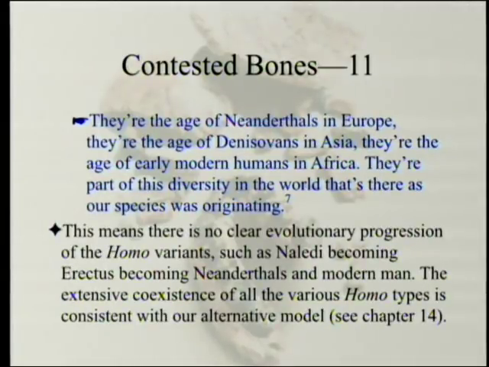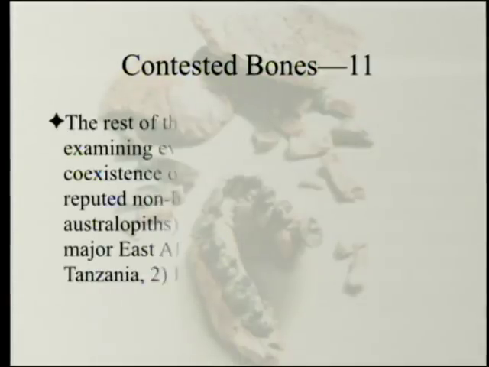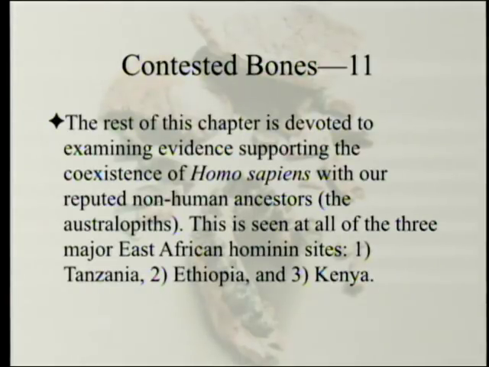This means there is no clear evolutionary progression of the Homo variants, such as naledi becoming Erectus, becoming Neanderthals, and modern man. The extensive coexistence of all the varieties of various Homo types is consistent with our alternative model. The rest of this chapter is devoted to examining evidence supporting the coexistence of Homo sapiens with our reputed non-human ancestors, the Australopiths. This is seen at all of the three major East African hominin sites: Tanzania, Ethiopia, and Kenya.